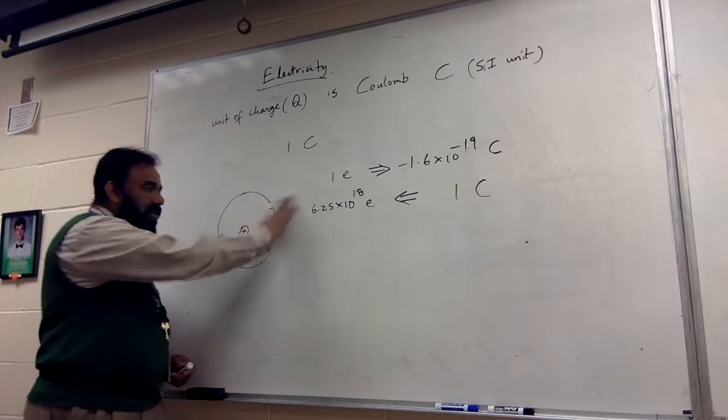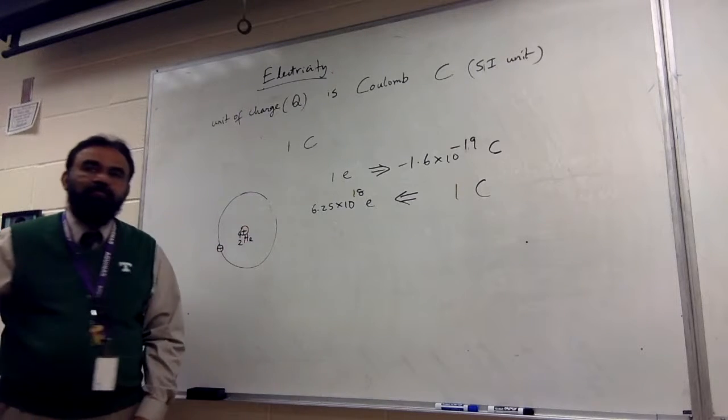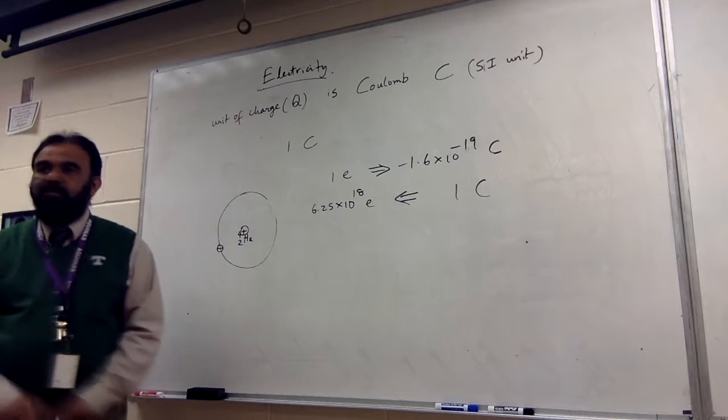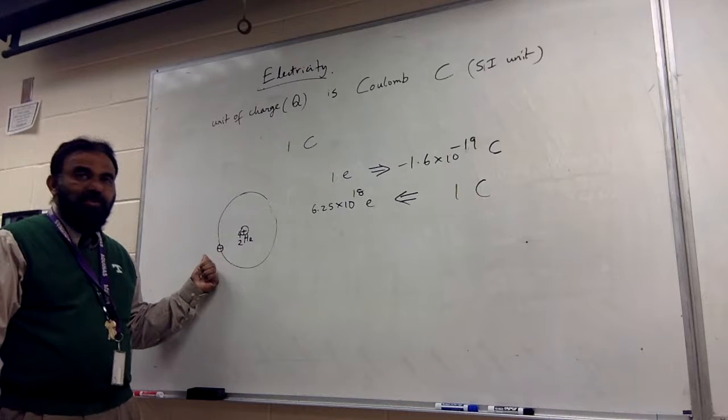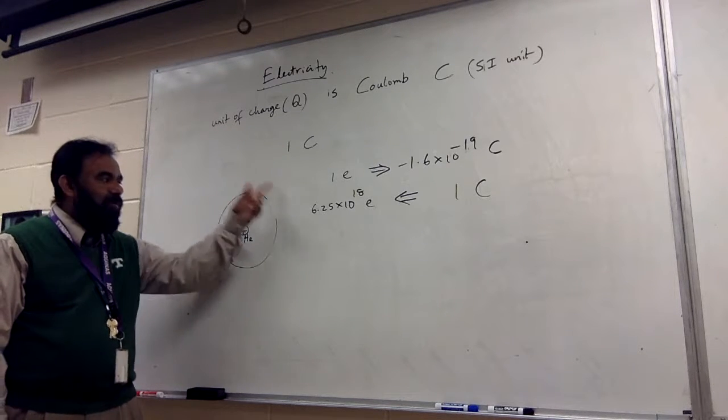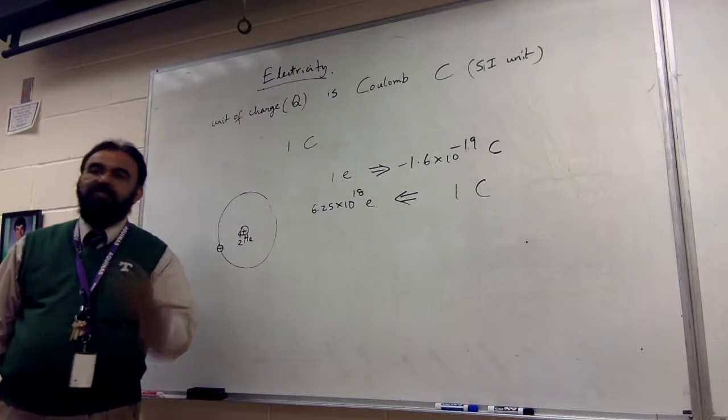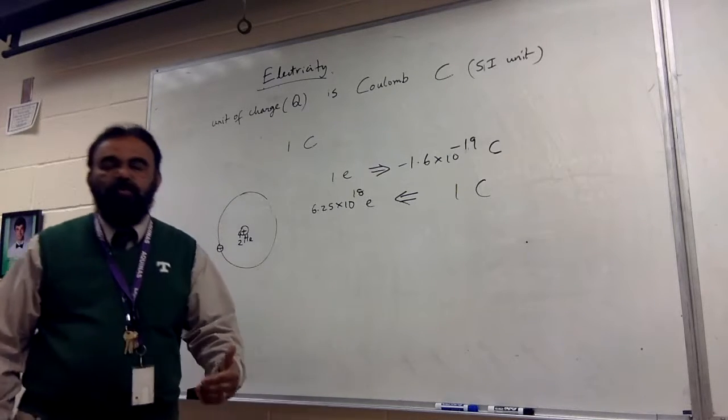What will happen if you knock off an electron? If you knock off one electron, then there are 2 positive charges, but there's only 1 negative charge. So overall the charge is positive.